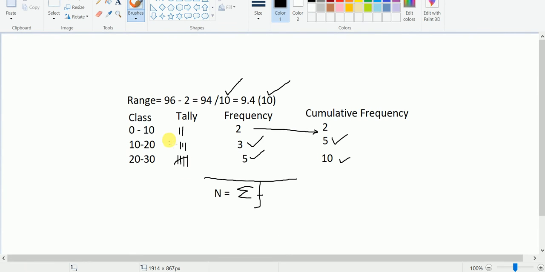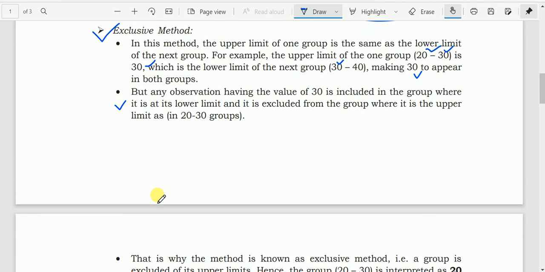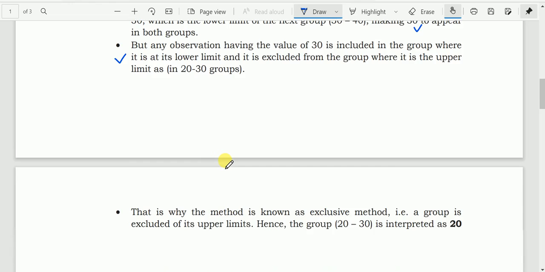See here, this is the upper limit of the first class. So the upper limit of the first class forms the lower limit of the second group, thus making this value appear two times. That is the point mentioned. But any observation having the value of 30 is included in the group where it is at its lower limit, and is excluded from the group where it is the upper limit, that is in the 20 to 30 group.